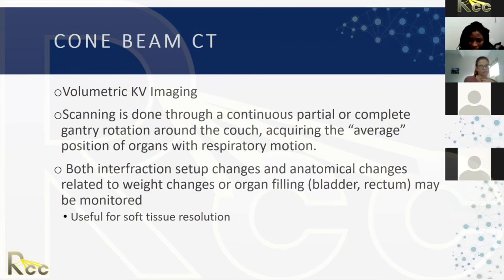The cone beam essentially allows you to get both inter-fraction setup changes and anatomical changes that are related to weight changes or organ filling. For example, when you're treating the bladder, in the pelvis, and you want bladder-full type treatments, the cone beam allows you to assess that detail. It also allows you to assess whether the patient has lost a significant amount of weight, where the rectum is in your treatment field, and those sorts of things. So the cone beam CT gives you useful soft tissue resolution.